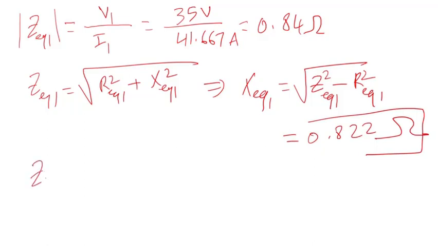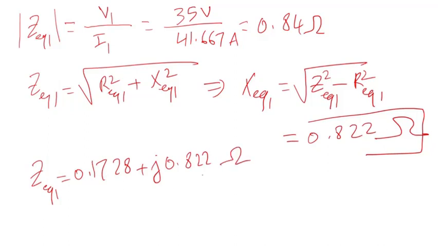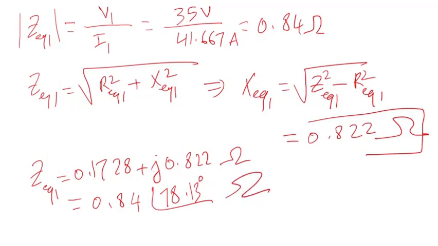And we know impedance is equal to resistance plus reactance, so 0.1728 plus j times 0.822. All this is in ohms, and you can put it in polar form: 0.84 with an angle of 78.13 degrees ohms. So how did I find this 0.84? It's just right here.